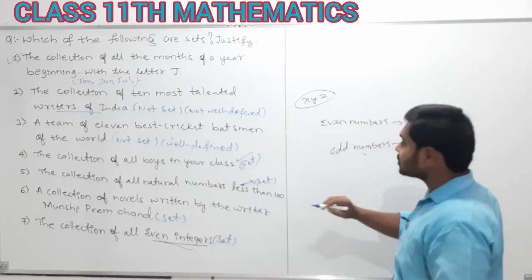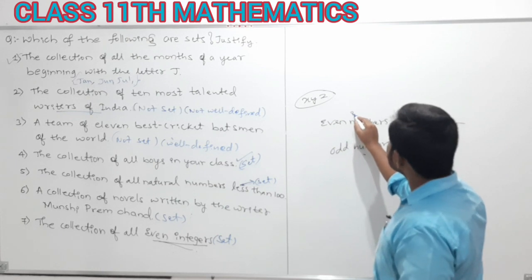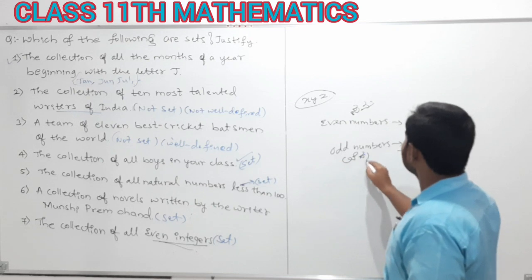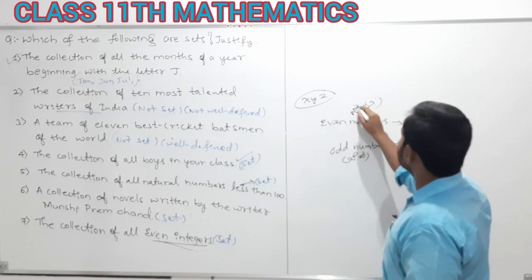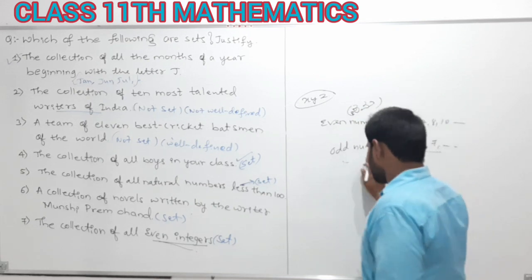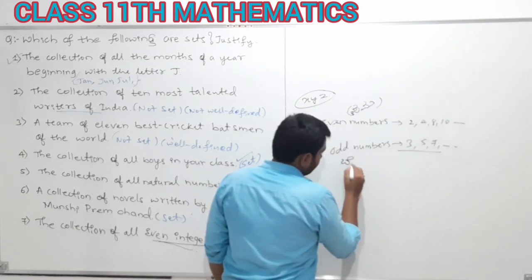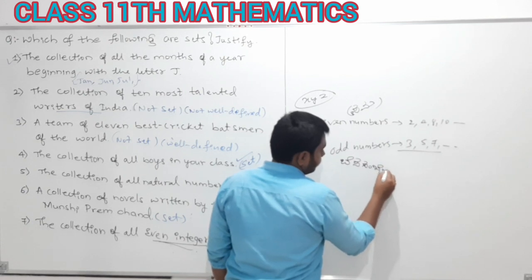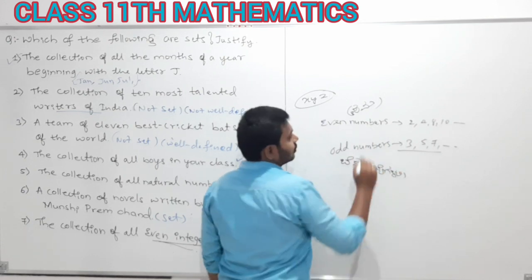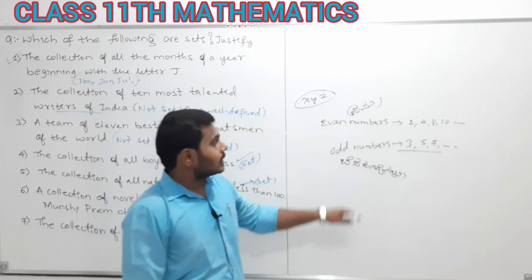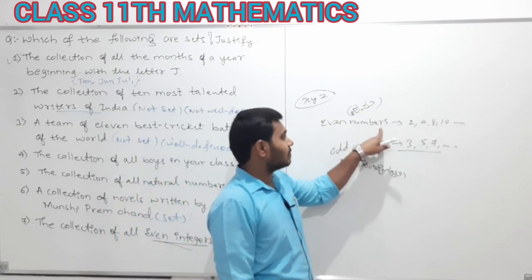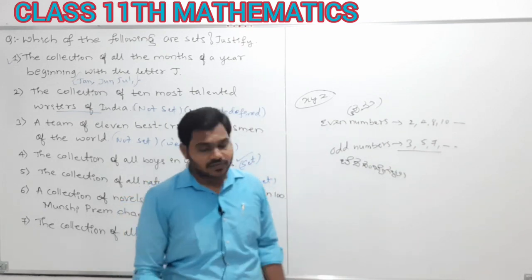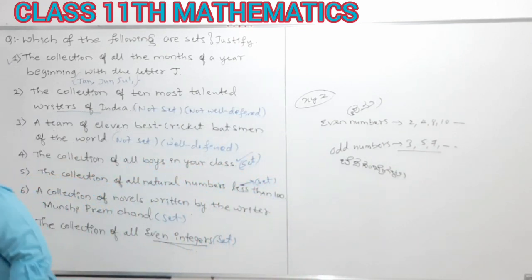In Kannada, my students, even means sama sankhya, and odd means besa sankhya. Clear? A number which is divisible by 2 is called an even number. A number which is not divisible by 2 is called an odd number. Clear? This is the concept of even and odd numbers, my dear students.